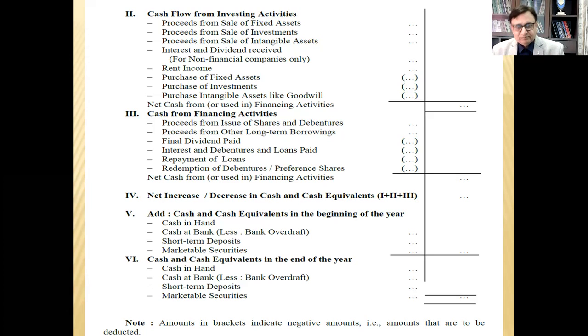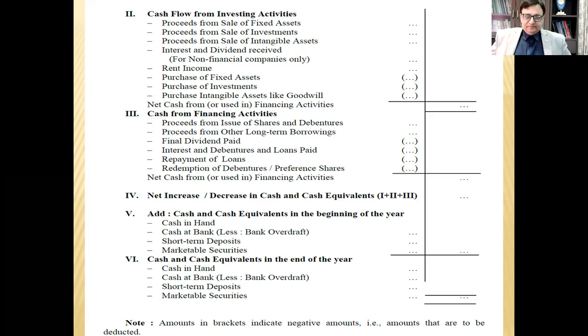So inflows proceed from the issue of shares and debentures, proceeds from other long-term borrowings, and these are the two basically, or it may be other financing activity where some proceeds may be there. So finally, in the fourth section, we will aggregate them. That is, the figures from step 1, step 2, and step 3 will be aggregated, and we will find the net increase or decrease in cash and cash equivalents.